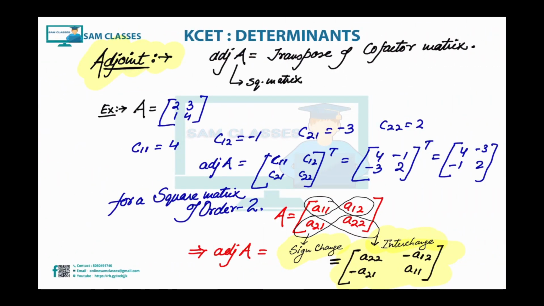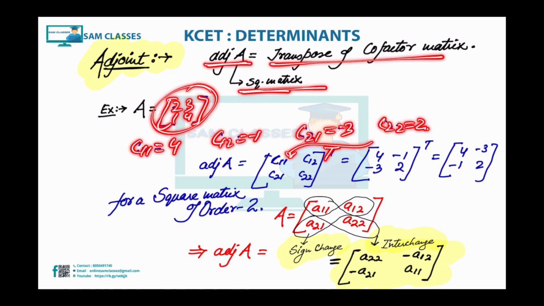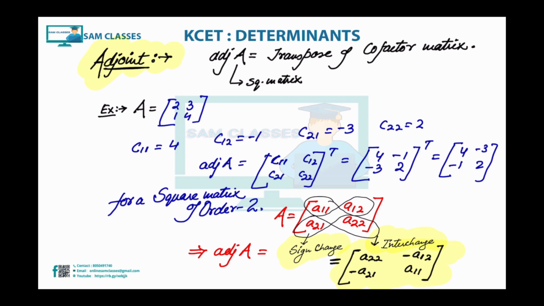Now coming to adjoint. What is adjoint? Adjoint of a matrix is nothing but the transpose of the cofactor matrix. Take this one: A is equal to 2, 3, 1, 4. First find the cofactor matrix. So C11 is 4, C12 is equal to -1, C21 is equal to -3. Now what do you do? Stop the video, find the cofactor matrix, put it in, and do the transpose. Once you are done with the transpose, you will get the adjoint. So very simple. Clear?